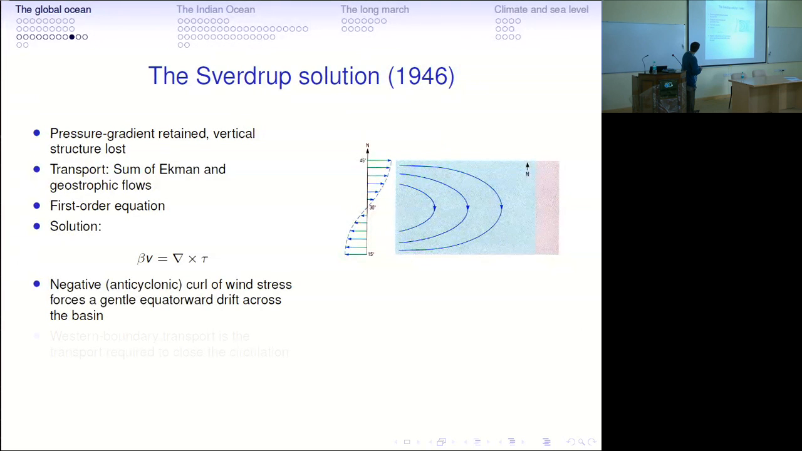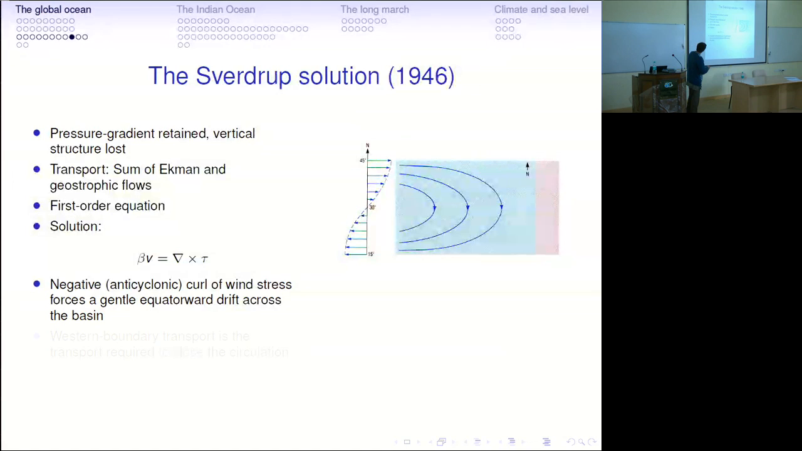It's just beta V equals curl of tau. Tau here is actually tau by rho; rho has been absorbed into tau. Tau is the wind stress, so on the right hand side is the curl of wind stress. Beta is the rate at which Coriolis acceleration changes with latitude, the beta effect. And V is the meridional velocity.